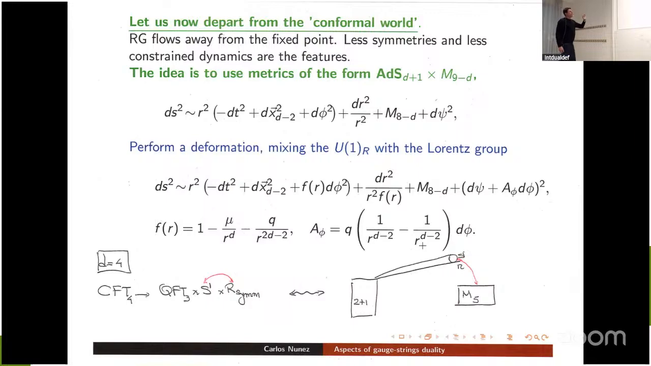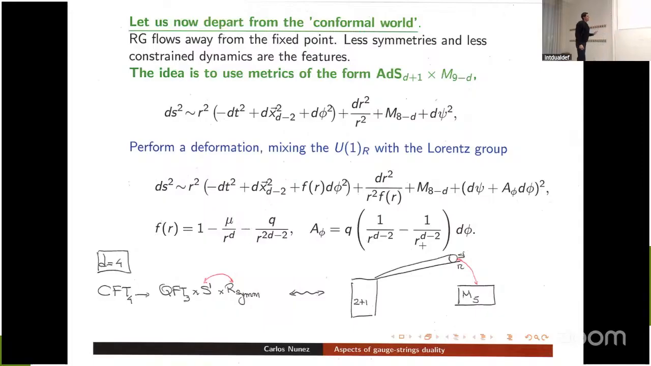Then we will perform a deformation on the system, and this deformation will be embodied here by this function f of r that I'm adding in front of that circle. On top of that, one is going to mix this U(1)_R symmetry direction with this compact direction. So this is the deformation that one is going to propose. The function f will characteristically have a form like this. I'm going to write examples in a couple of slides. And the one-form that makes the fibration will characteristically have this form.